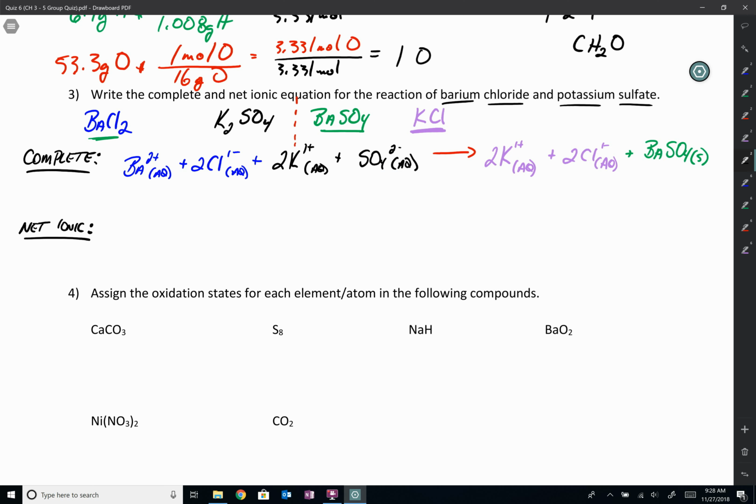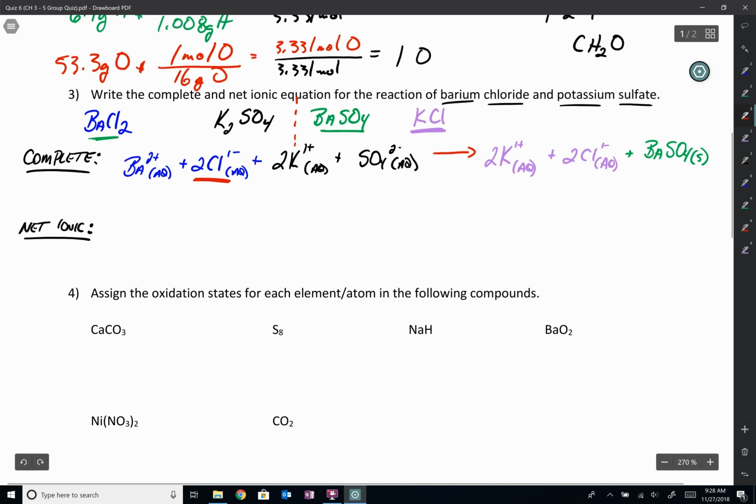If we take a look at our complete ionic equation, we can cancel out ions that exist on both sides of the red arrow, right? And so what do I mean? Well, we have to look for identical things on both sides of the arrow.